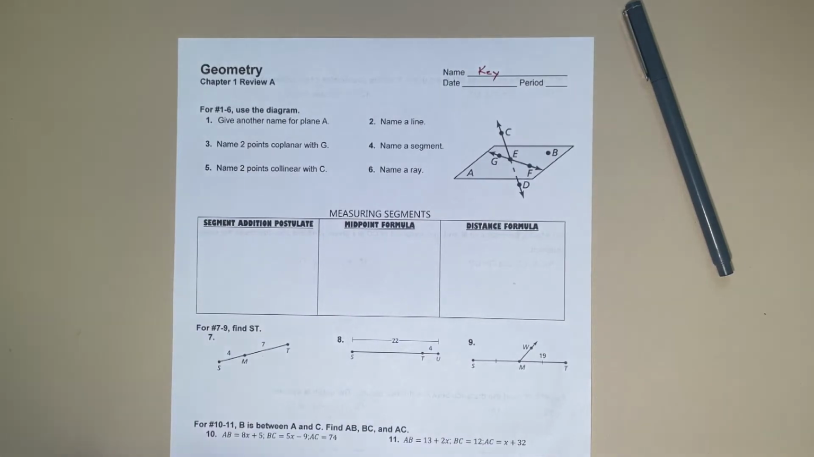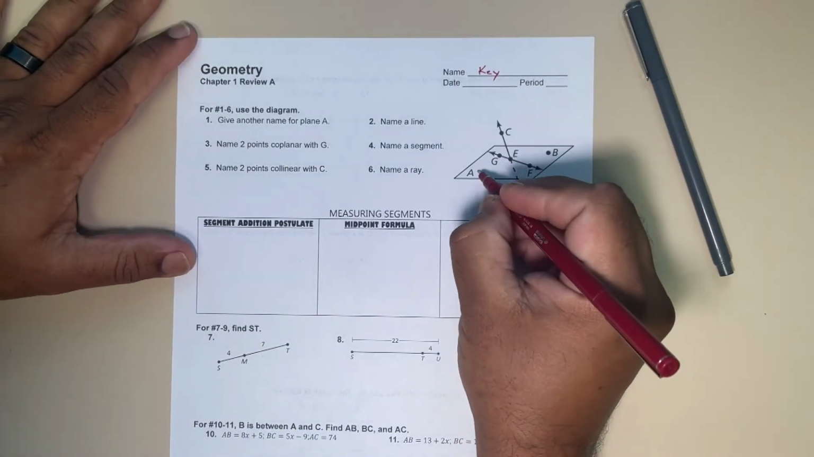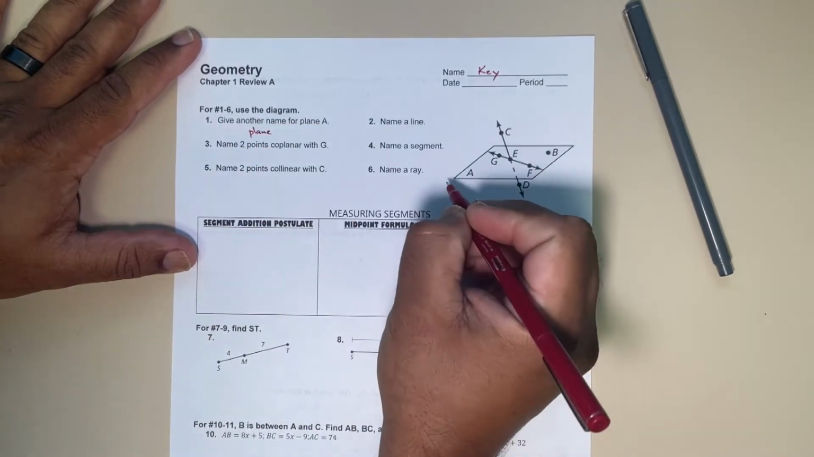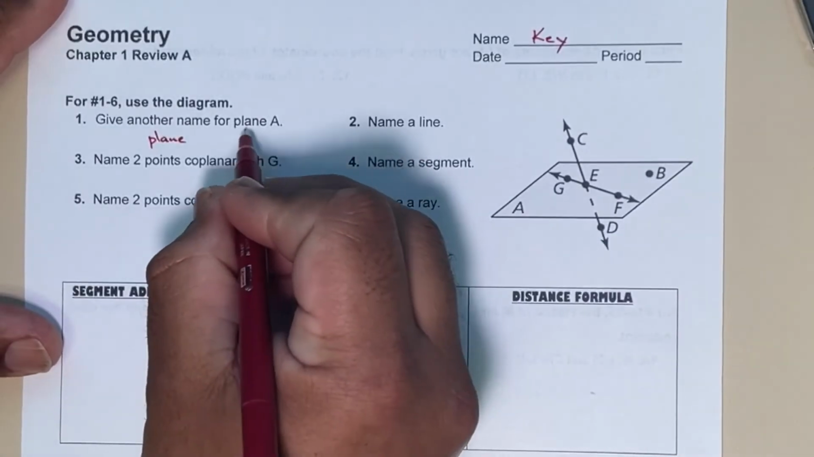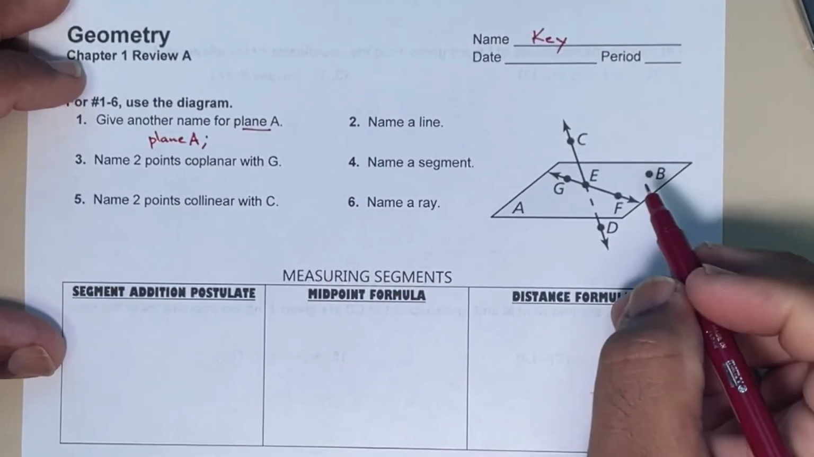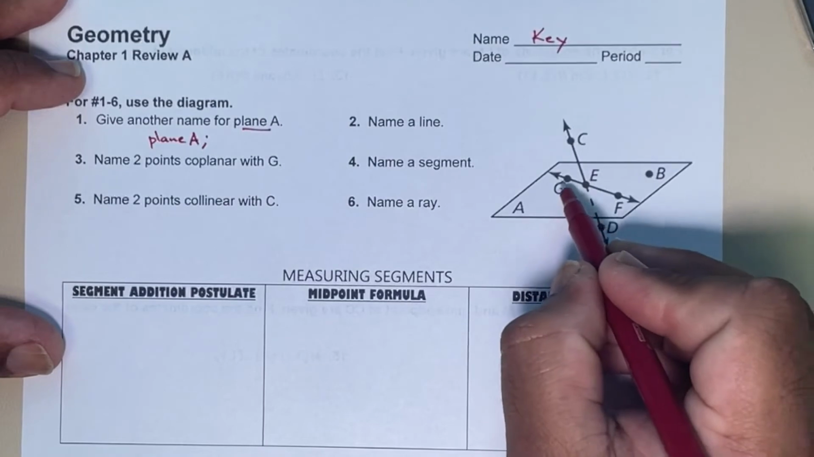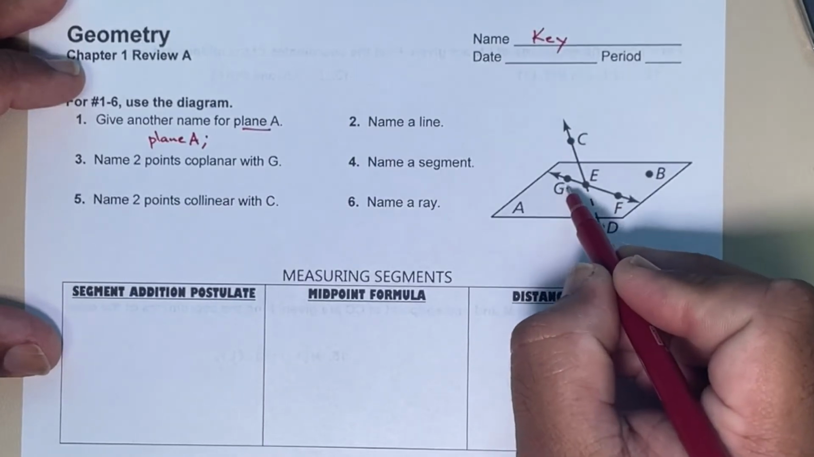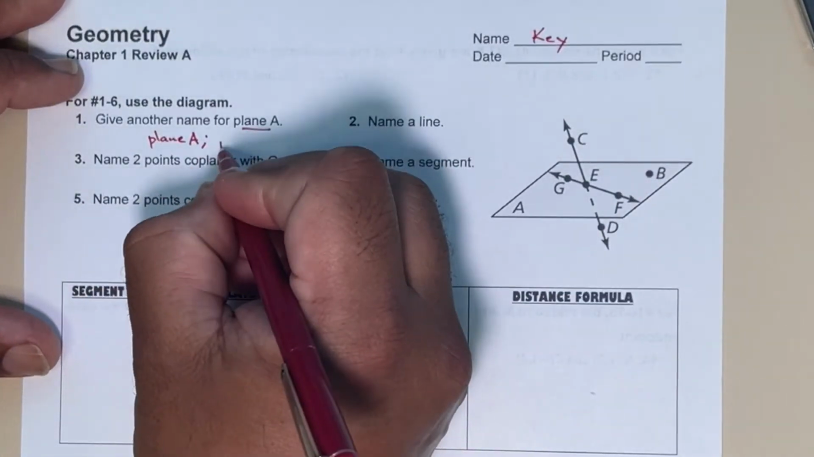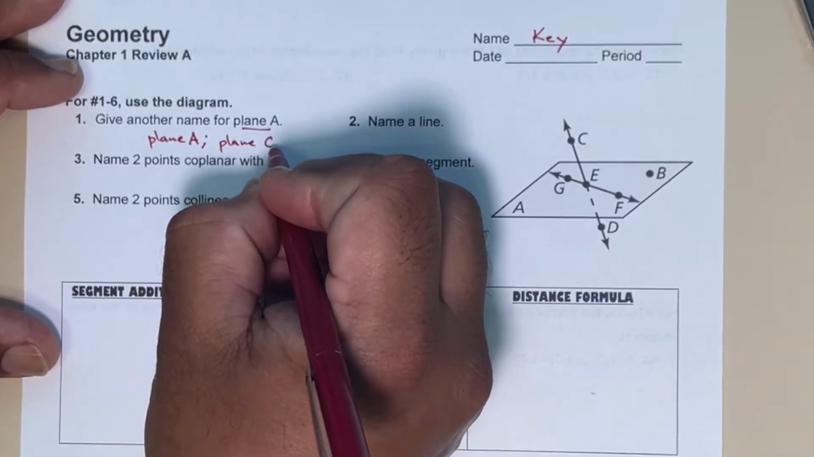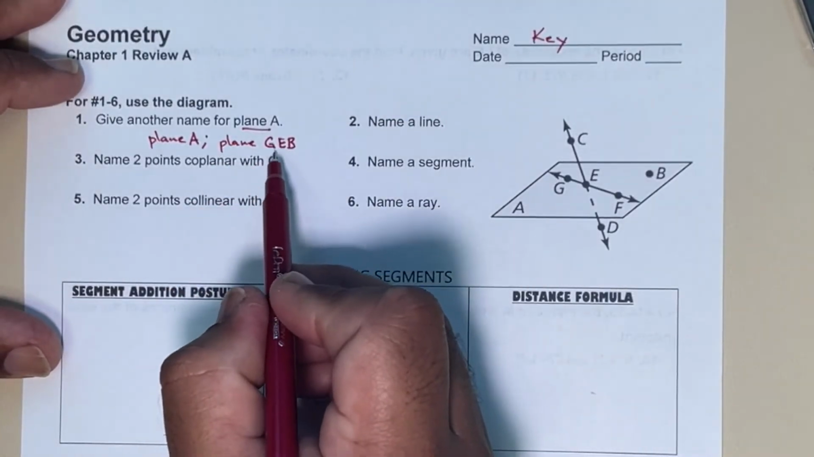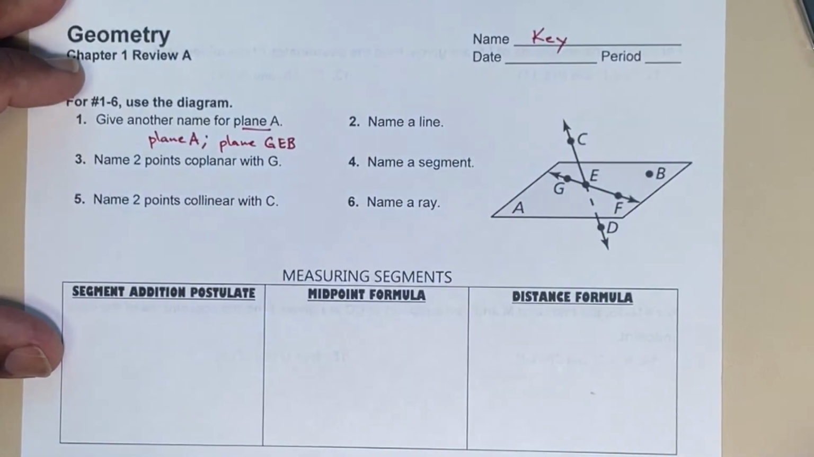So give another name for the plane. This doesn't have a point on it, so I can call it plane A. Okay, but here it says plane A, so I guess I can't use that one. That seems like cheating. So I got to use 3 other letters that are on it, but I can't use the ones in the same line. So I can't use GEF, but I can use GEB. So let's do that. Plane GEB. And yes, I can call it BEG, EBG, EGB.